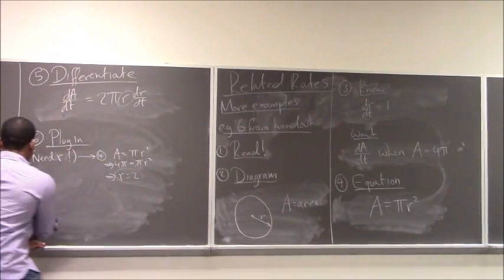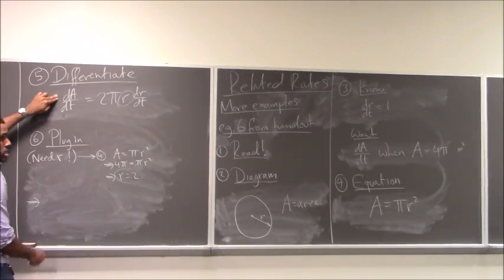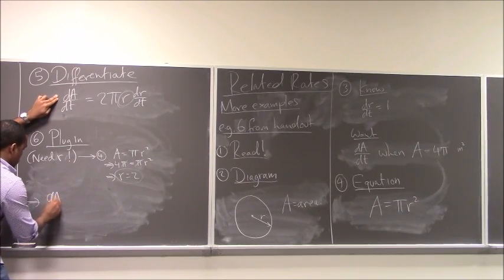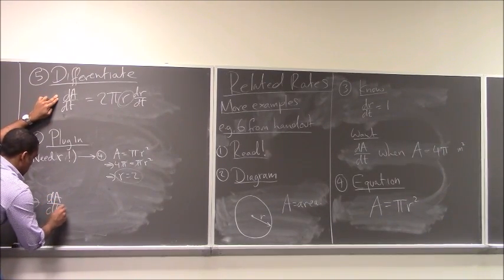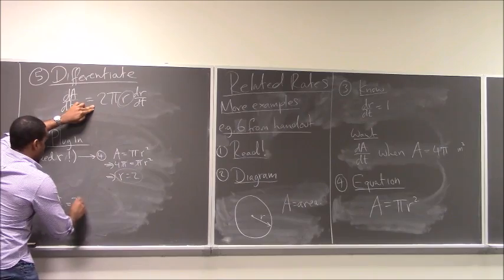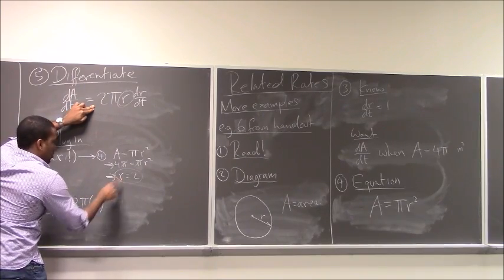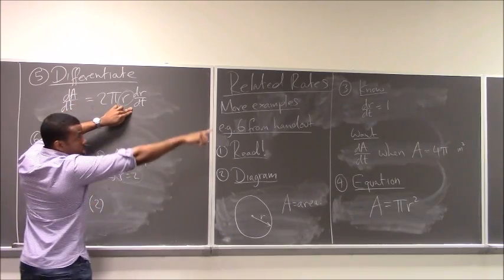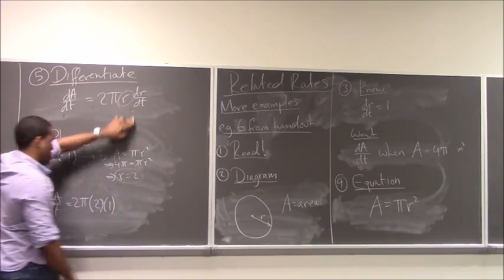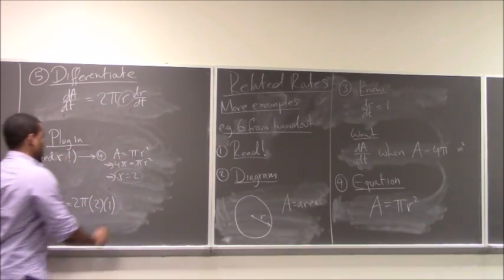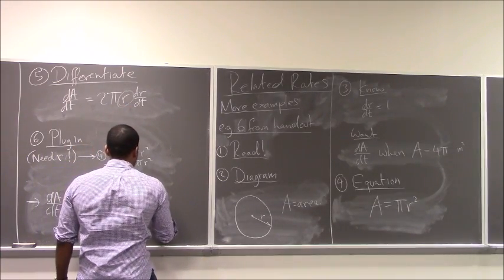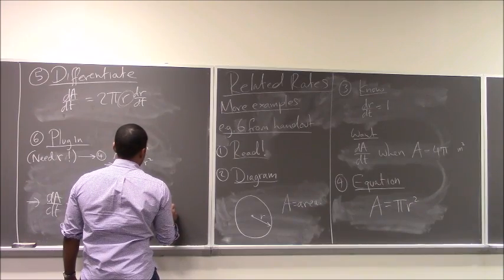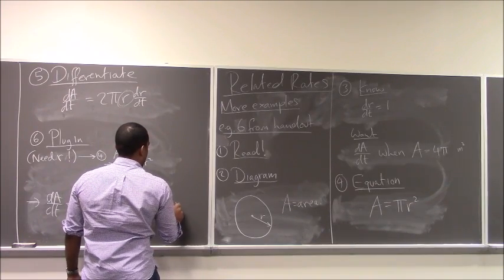So now I can finally plug things in. My dA/dt, I don't know, it's what I want to find, so I leave that. Equals 2 pi times r, which we just found, times dr/dt, which is 1. So that gives us 4 pi meters squared.